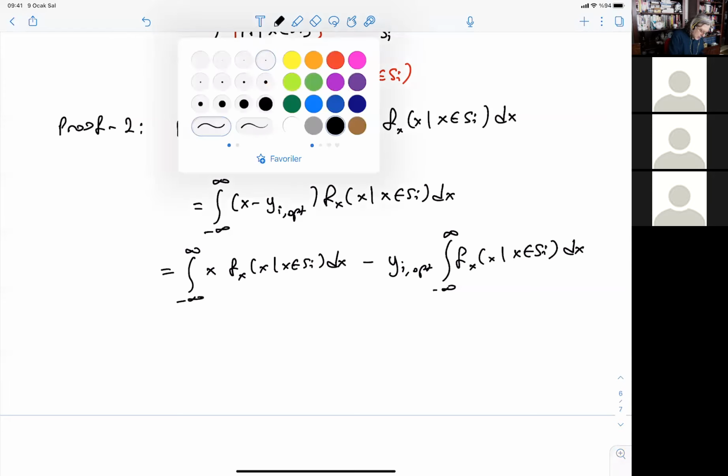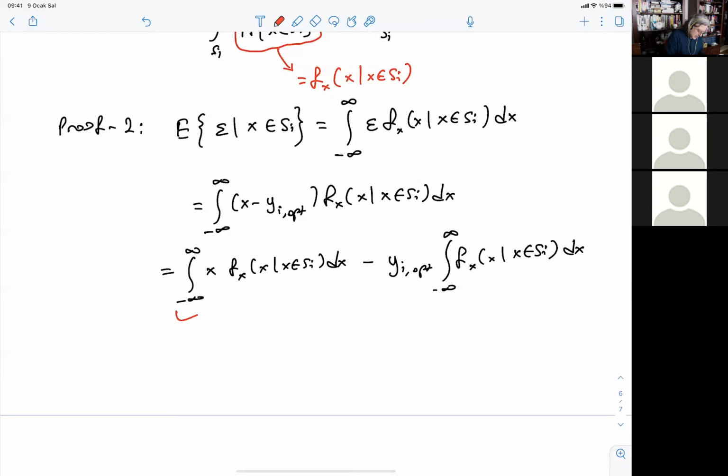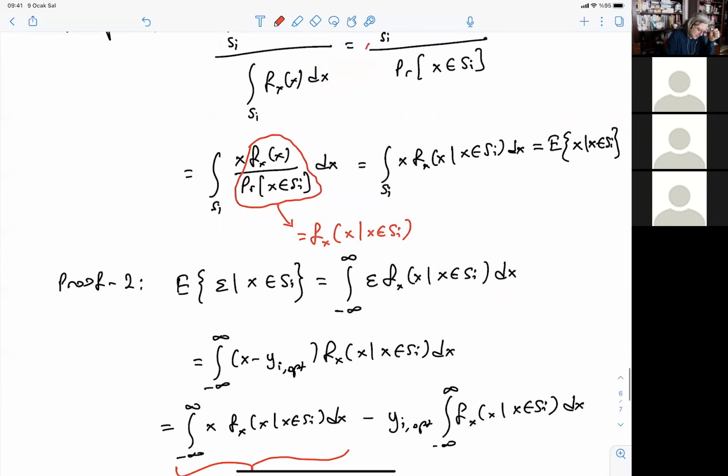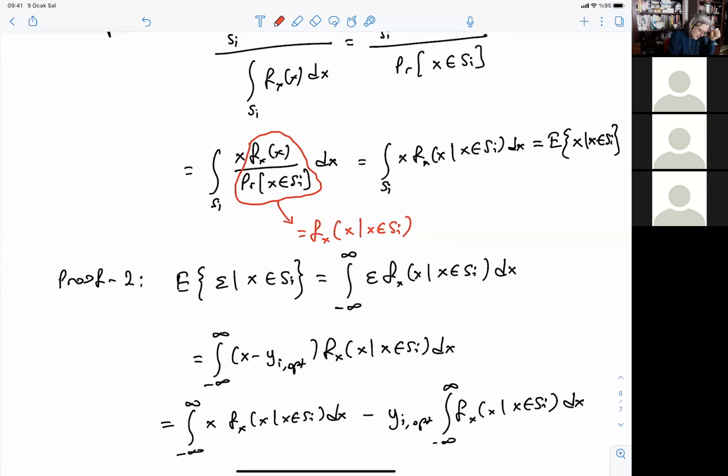And at this point, we make a few observations. First of all, this thing is the very definition of yi. It is the expected value of x, conditioned that x is inside Si. By the way, you don't have to use Si here. This could be replaced with a range of -infinity to infinity, because the range is already incorporated into the conditional PDF here.